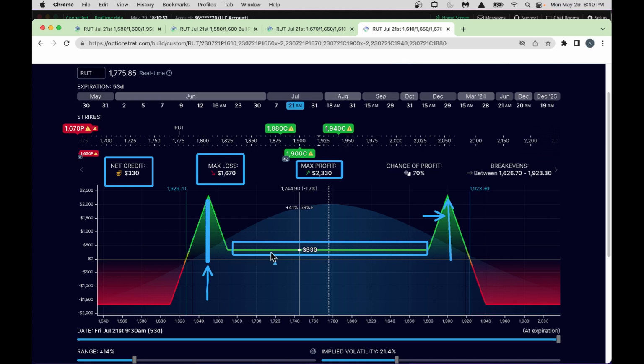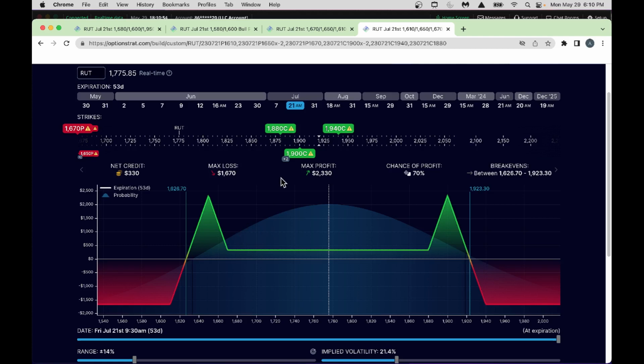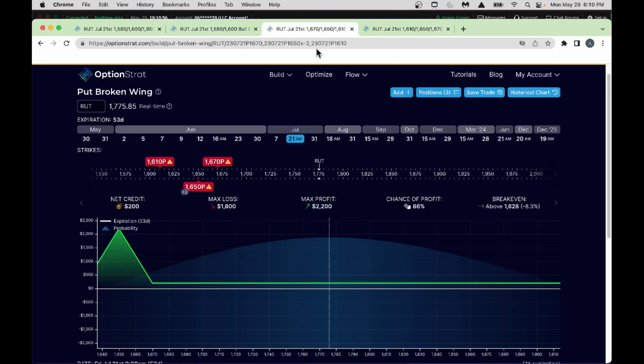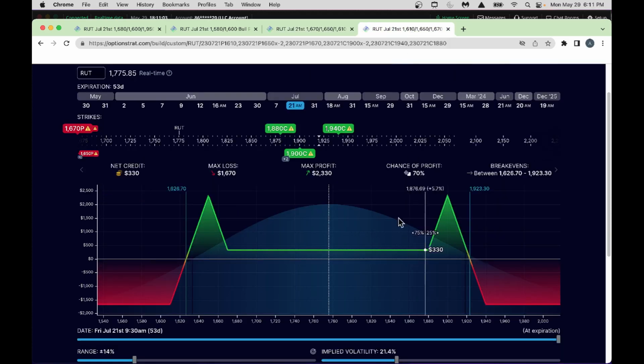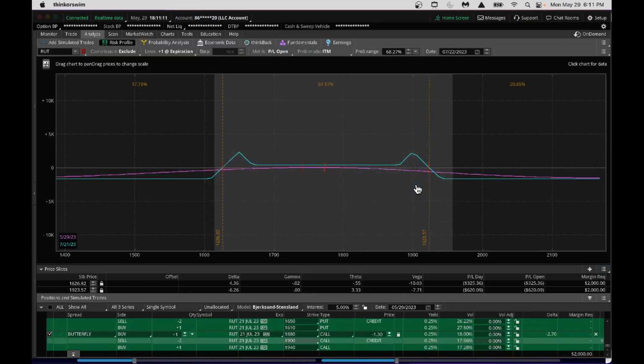And look, if you compare this one to just a put butterfly, with just a put butterfly you make $200. If you add one more call butterfly, you make $330. And look at your chance of making profit, 70%, which is also great. So with that, just to sum it up, right?